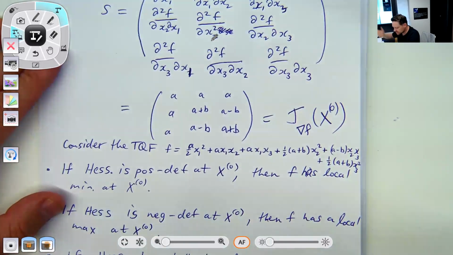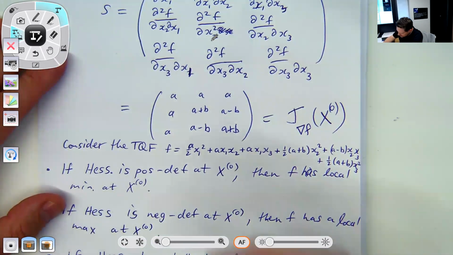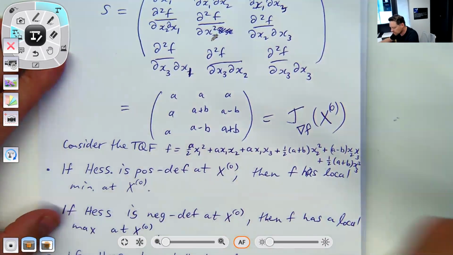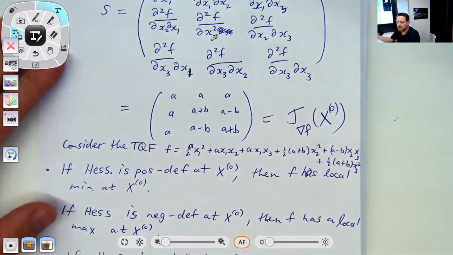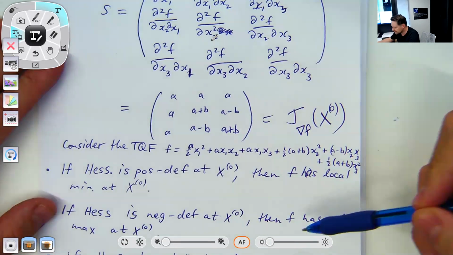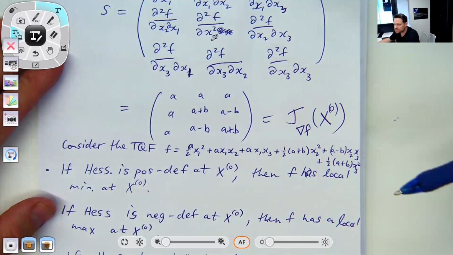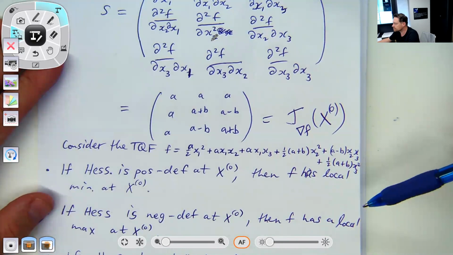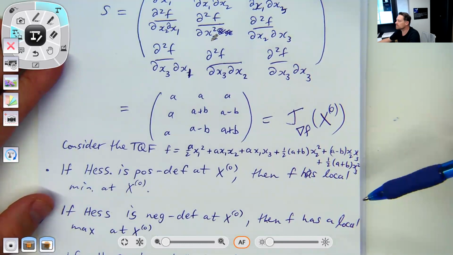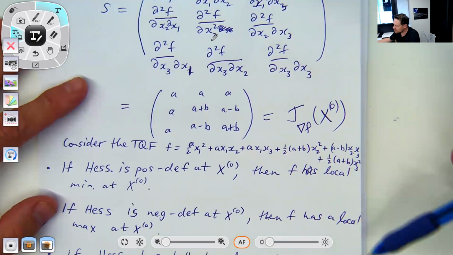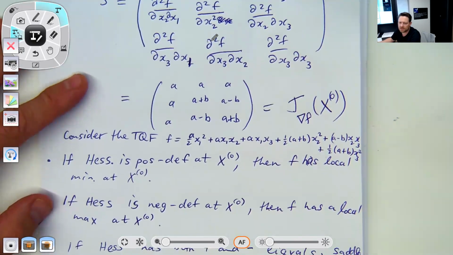All right, so now let's consider some facts. If the Hessian is positive definite at x superscript 0, then F has a local min at x superscript 0. Okay, now you've got to think about this in the context of previous questions, right? Because a question before that asked you, is the matrix positive definite? Is it positive semi-definite? So maybe those definitions are relevant, maybe they're not, right? But it's something for you to think about.